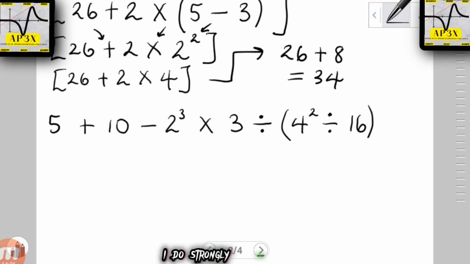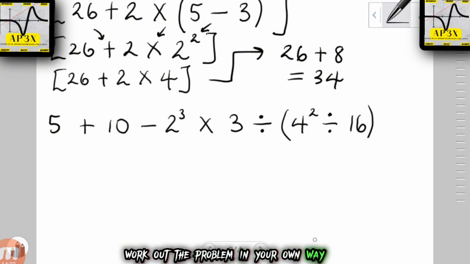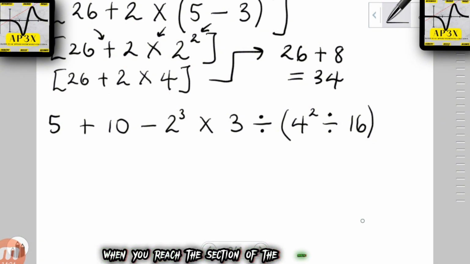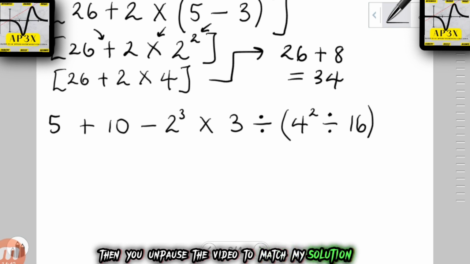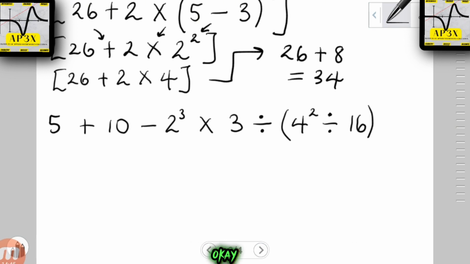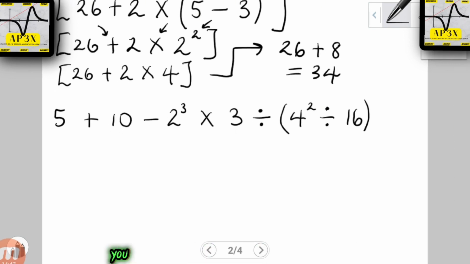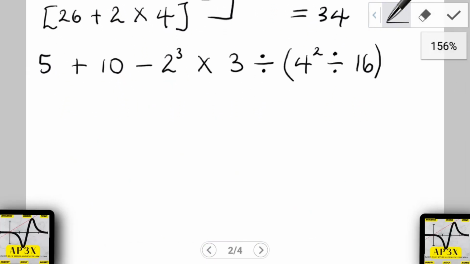I do strongly recommend that you pause the video and work out the problem in your own way. When you've reached a section of the problem where you may be stuck or you may pause a little bit because you're a little bit confused, then you unpause the video to match my solution with yours. That's what I strongly recommend if you want to become a more efficient student.